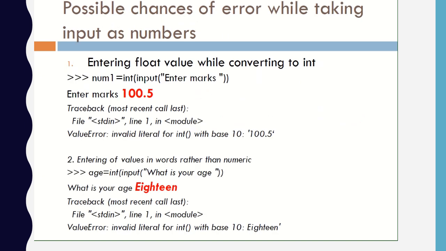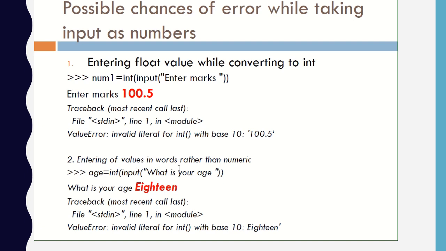Next are possible errors while taking input as a number. First, entering float values while converting to int. Like here, int equals input, enter marks. My value should be entered in integer form. If you enter marks 100.5, you will find an error, because you have given the command as int but you are entering the value as float type. You have to write 100 only.